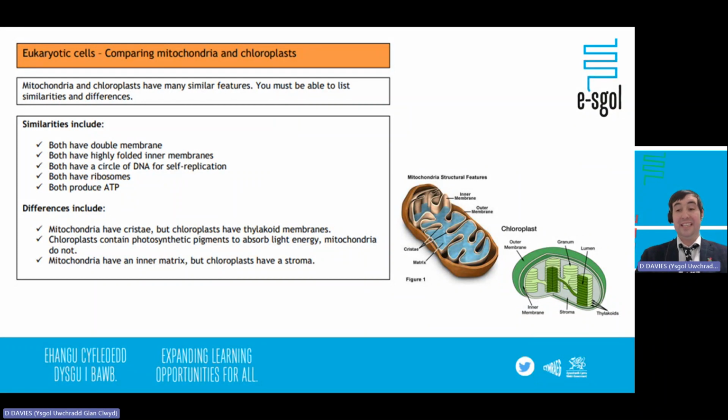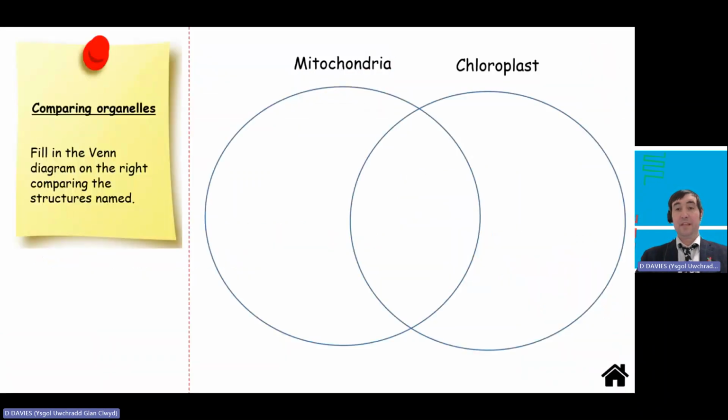An easy way of doing a comparison is a Venn diagram. What are the features of a mitochondria? What are the features of chloroplast? And are there any that fit them both?